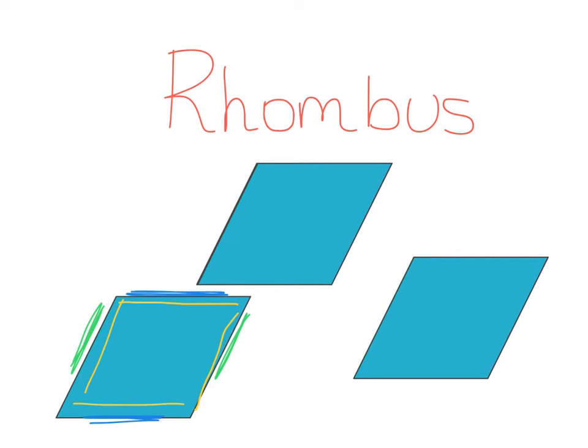So if I look at this rhombus over here, that side is the same length as this side. All four sides are equal. In addition, there's two sets of parallel sides. There's one set, and then here is another set over here.